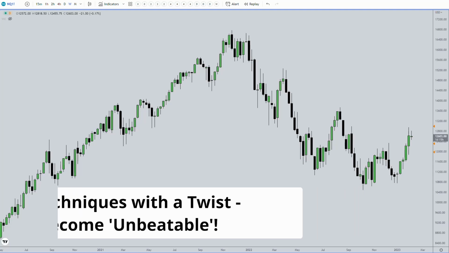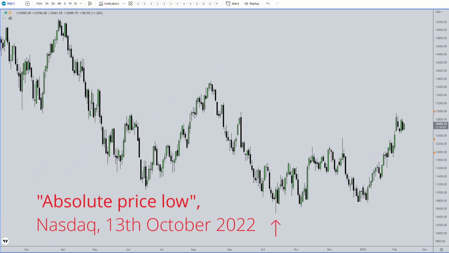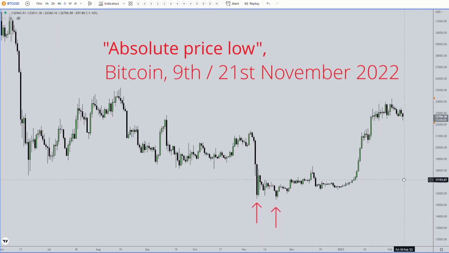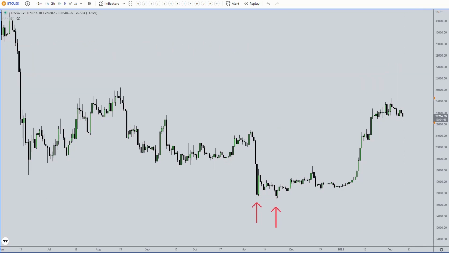And answer the question, could you have entered a swing trade according to these rules around the absolute lows? As examples, we will have a look at the NQ and also at BTC. So stick around and I'm sure you won't regret it.